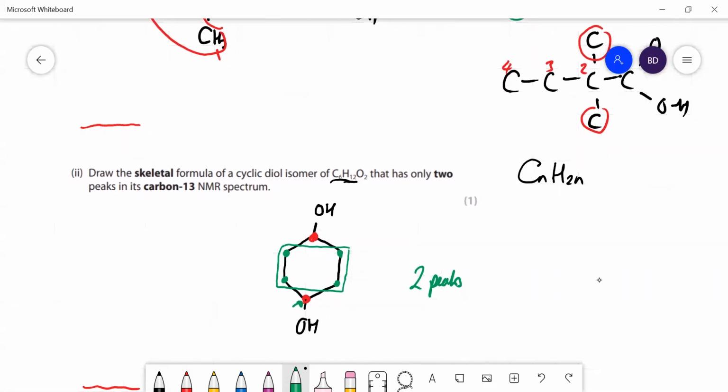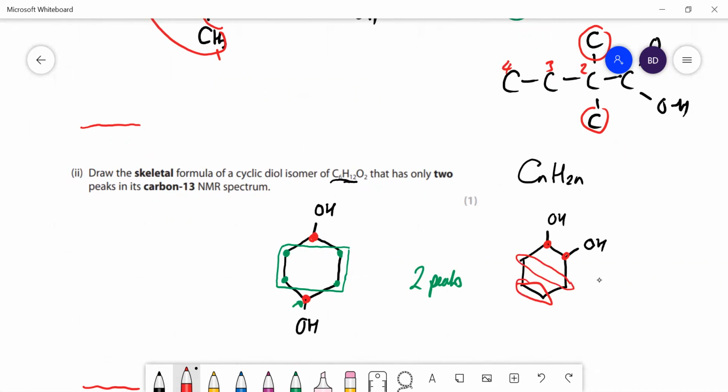Right. Let's just see if you didn't do that first of all, which would be the logic. You've got to think in terms of being symmetrical. Let's see if you put an OH there and an OH there. Well, yeah, those 2 would be the same. Then these 2 would be the same, and those 2, that would give you 3 peaks. It's not going to work.